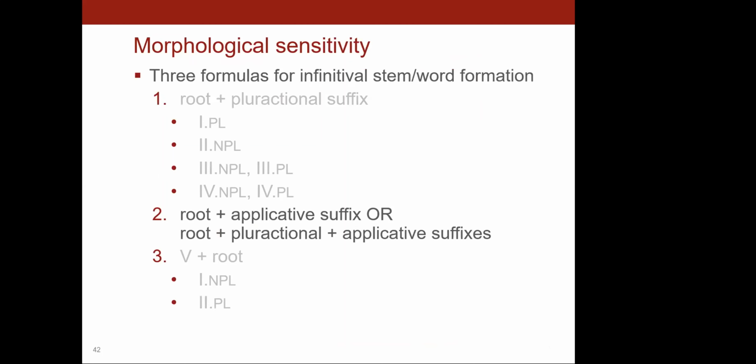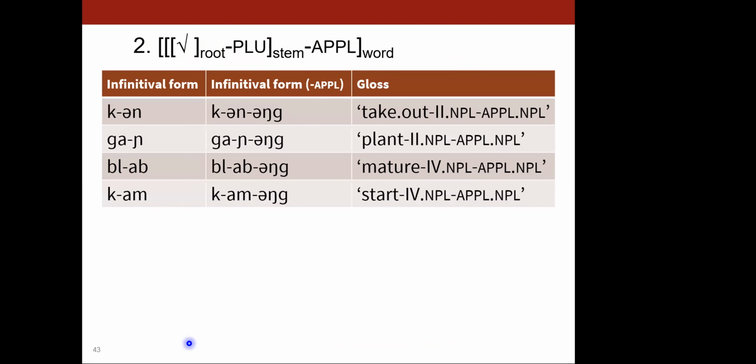The second way to form an infinitival form of the verb is with the applicative suffix. And here we see how the applicative suffix is affixed onto a verb that already has a pluractional suffix. And we see that the ordering goes pluractional suffix followed by applicative suffix.